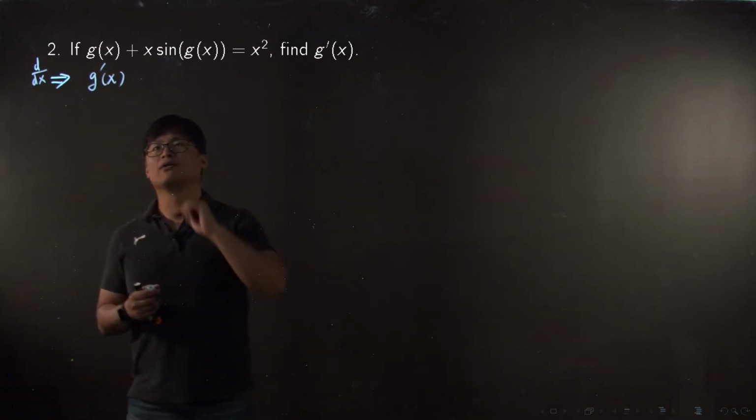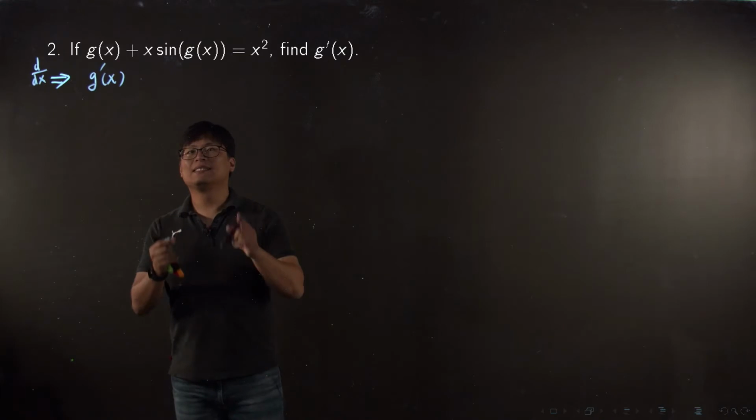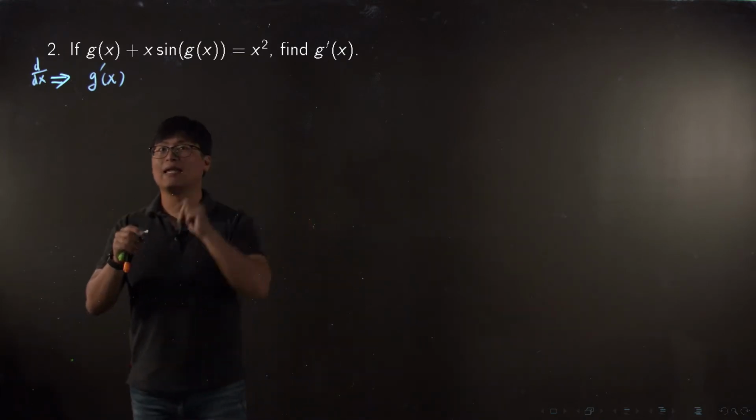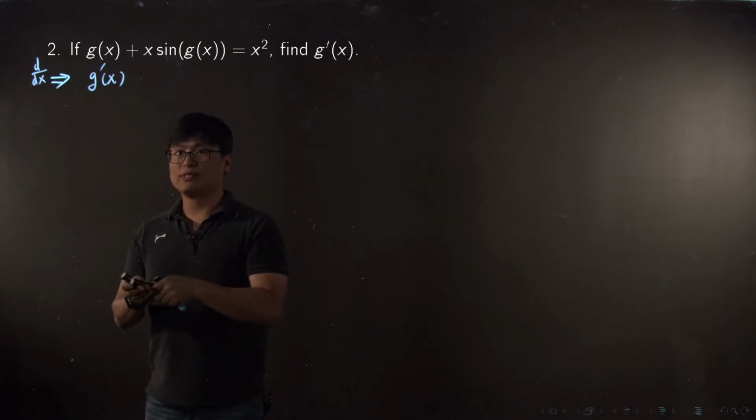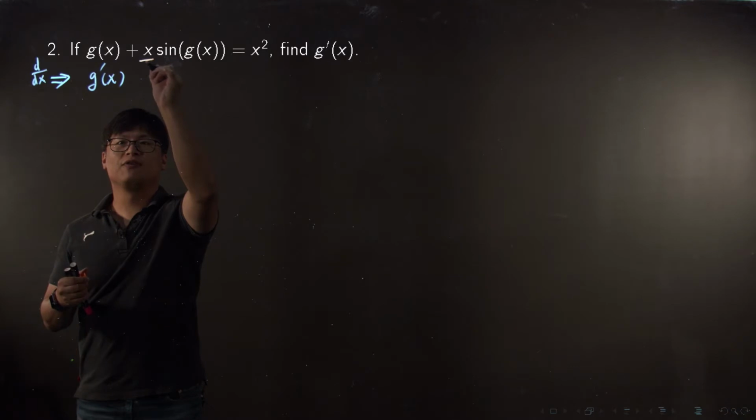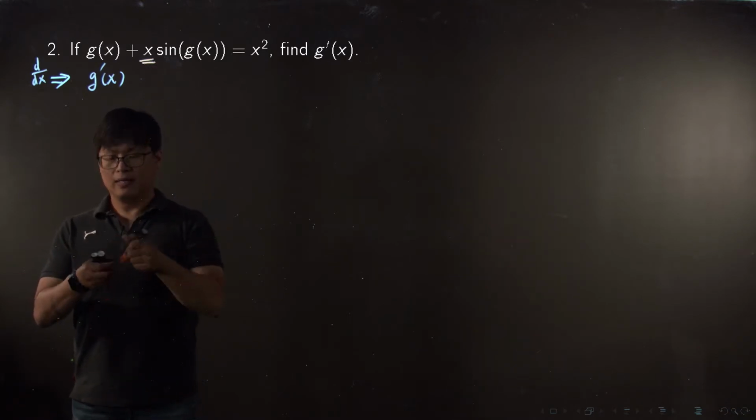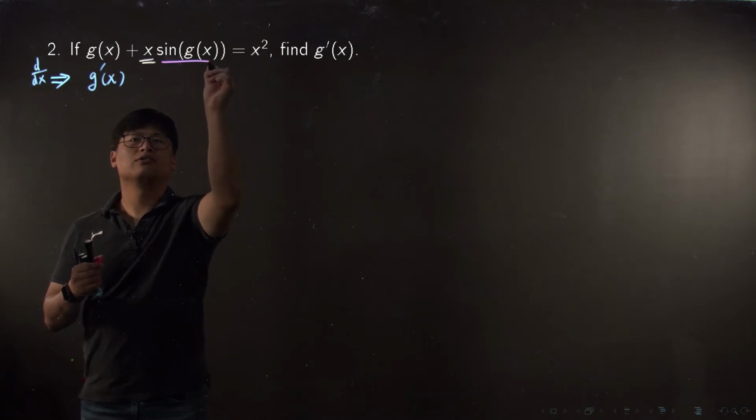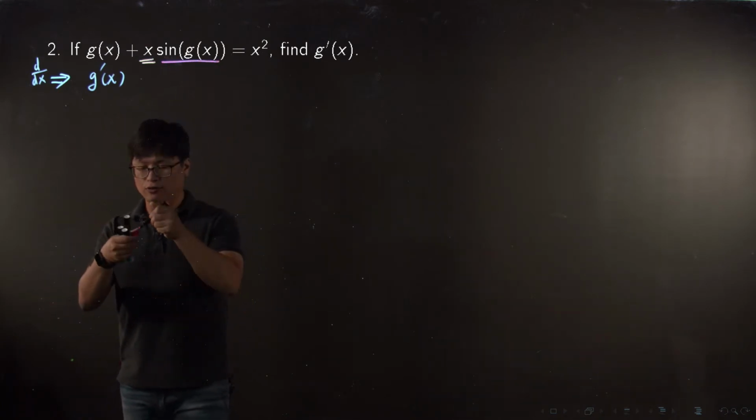That's it. But the second term, x times sine of g of x, is product form, x and sine. To help you understand, let me use a different color. This is your first function, and this is your second function. Let me use two different colors.